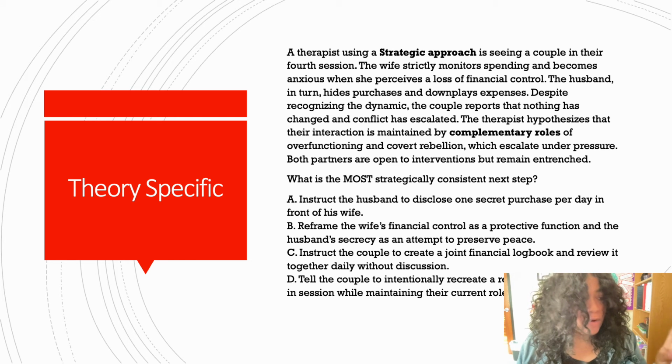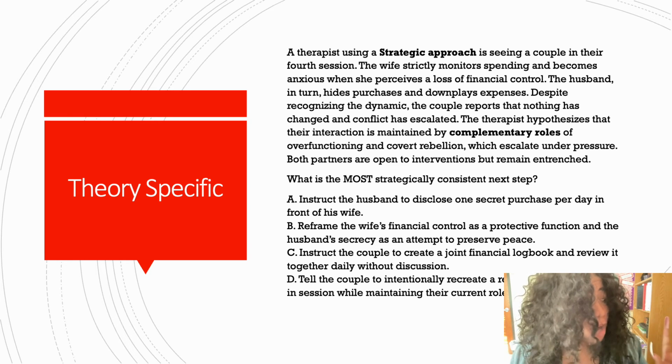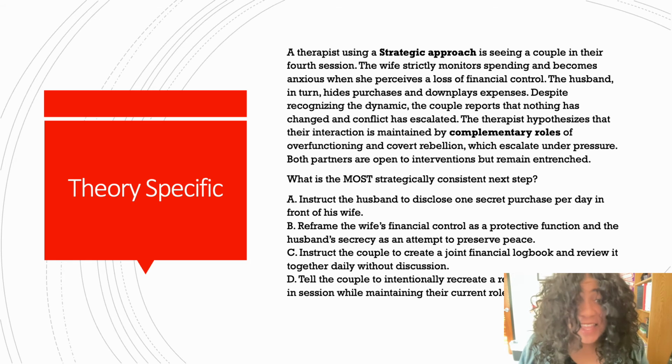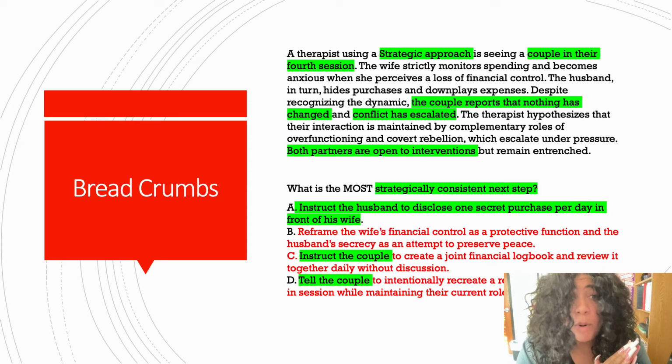Because you know that in the first session of strategic therapy, you are doing four different stages, right? Social interaction, problem, and goal setting. So if we're in the fourth session, that means we already know what's going on. But in the vignette, it says nothing has worked. So let's take a look at some of my breadcrumbs, okay? Strategic, couple, fourth session. The couple reports that nothing has changed and conflict is escalated. Both partners are open to interventions. The strategic, consistent next step. Next step is what we're literally doing after. We're not waiting. We're not going back in time. We're not moving too far in time.